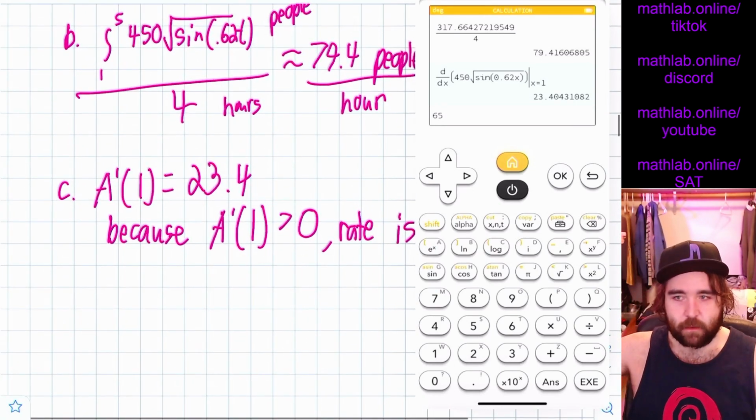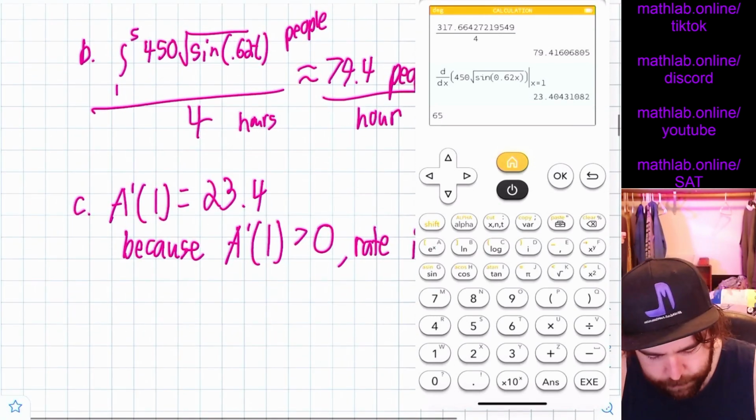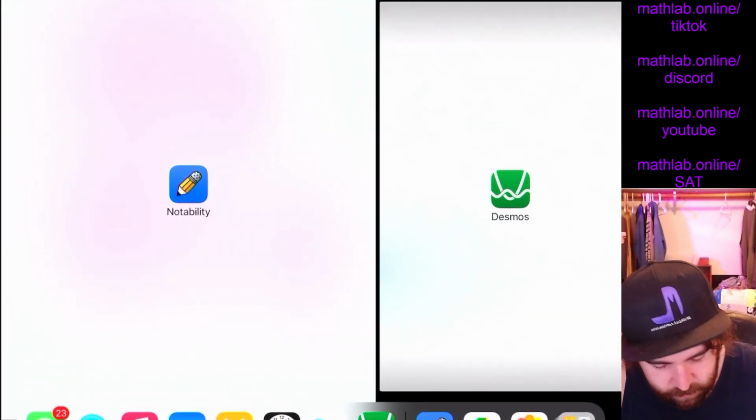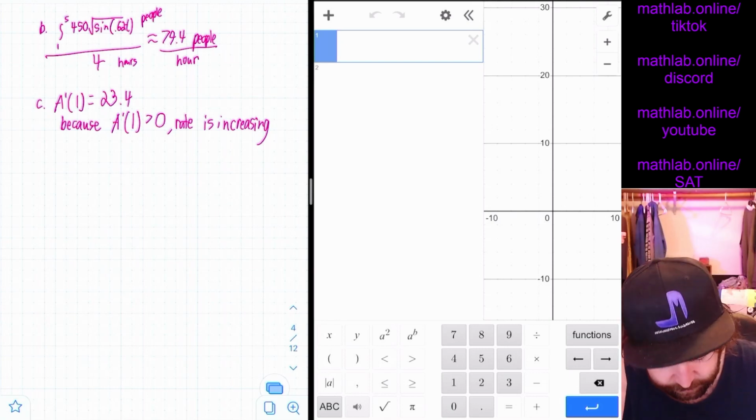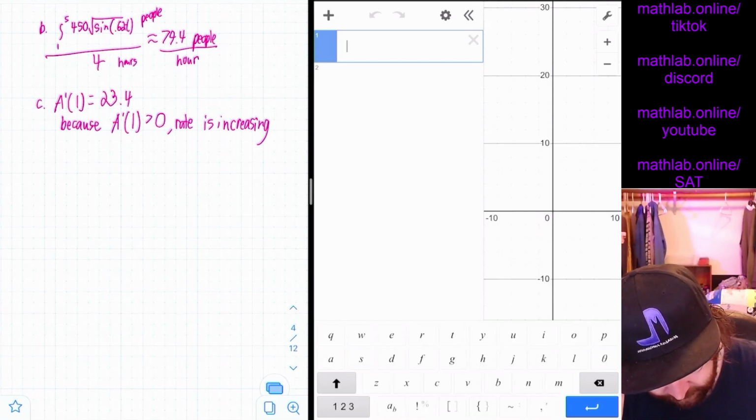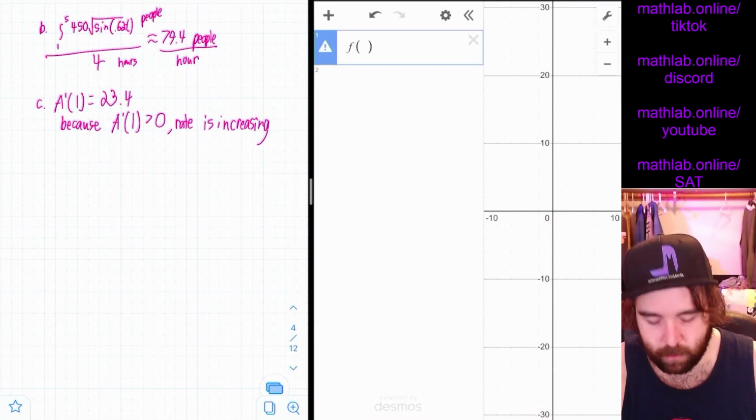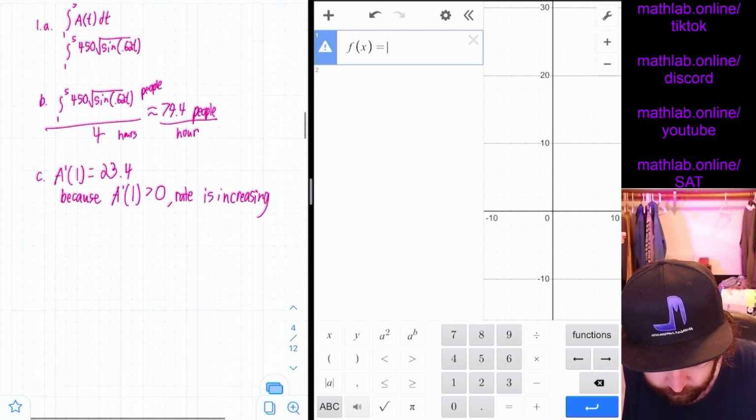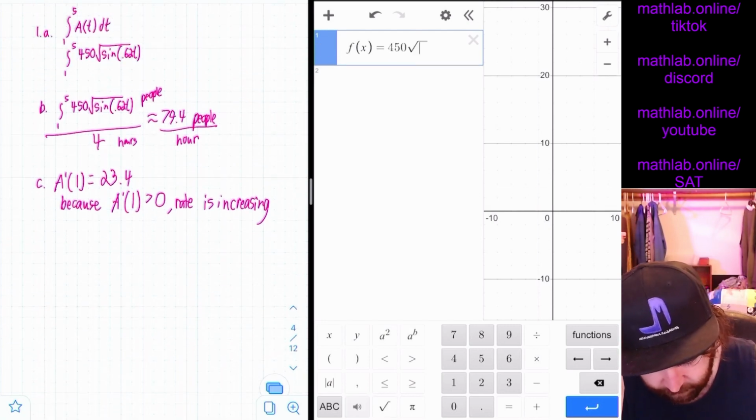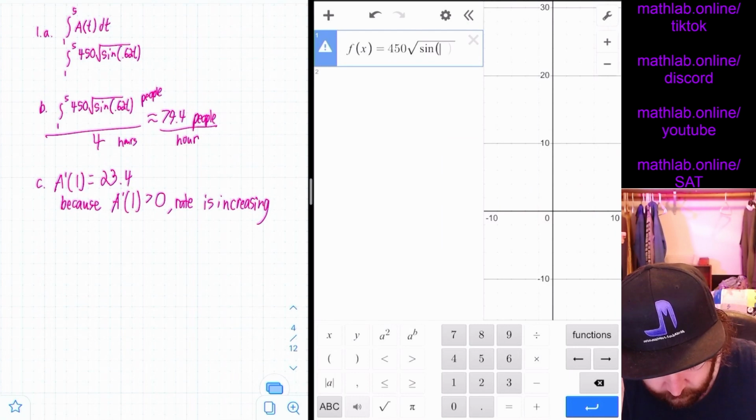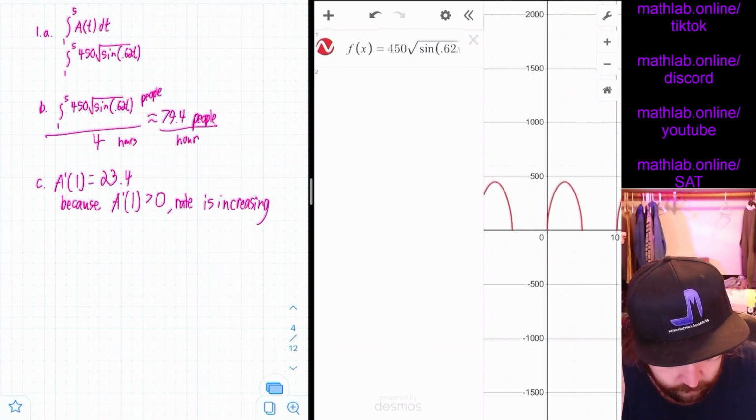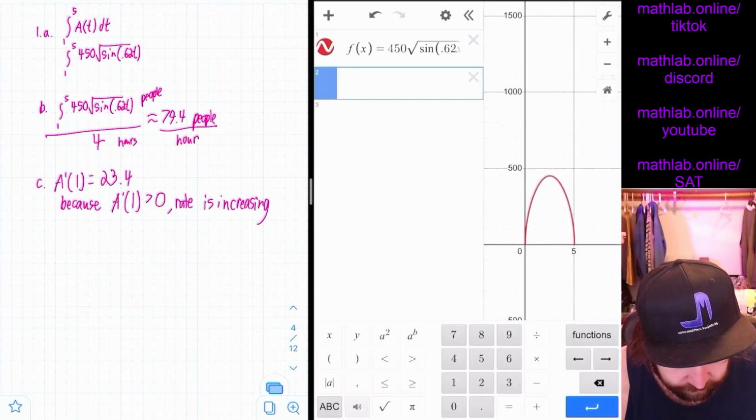Okay. I like that. I think that's good. Let me check, just because I'm not sure I've ever used that function in NumWorks before. So let's type that into Desmos to make sure it's right. So in Desmos, how I would do this is I would say, we know that f of x is 450 times the square root of sine of 0.62x. Oh, okay. And we're only looking from 1 to 5, I guess, is the deal.